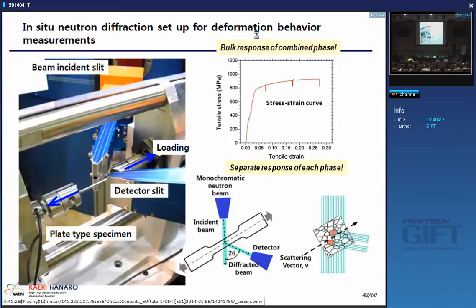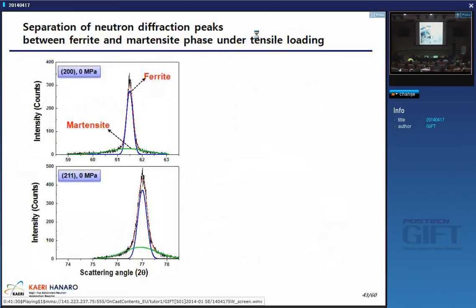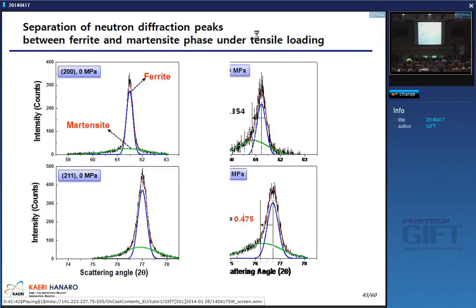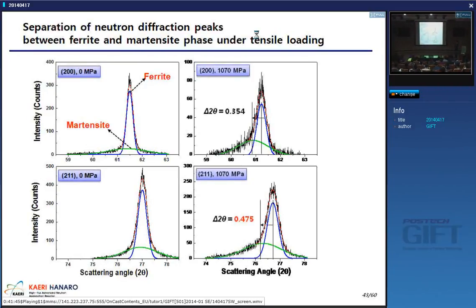Okay, the beam is here, this is the gauge volume. Somewhere ferrite, somewhere martensite, you can separate. How? Before yielding, this is one lattice plane. Ferrite and martensite overlap because ferrite is a BCC structure and martensite is a BCT structure. It's quite similar, you cannot separate. But when you have loading and deformation, one peak goes this way and makes some asymmetric profile, okay? This is martensite, this is ferrite.